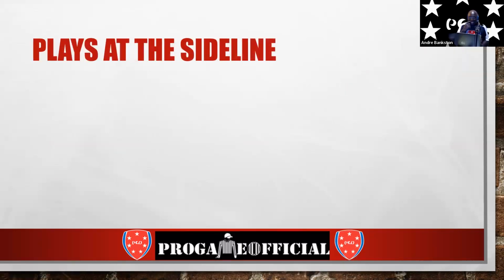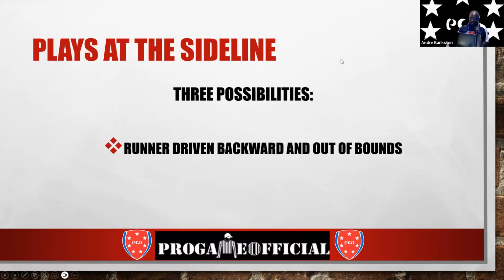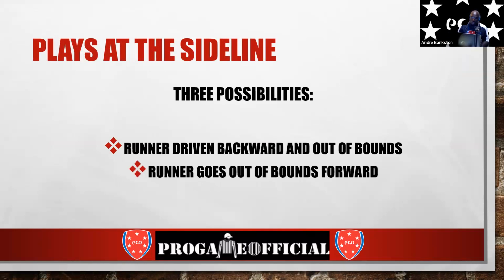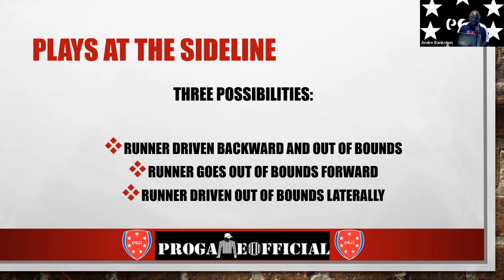So look at plays at the sideline. There are three possibilities when we have a play at the sideline. Either the runner is going to get driven backwards out of bounds, the runner is going to go out of bounds forward, or the runner is going to get driven out of bounds laterally. All these things matter. So let's look at this for a minute.